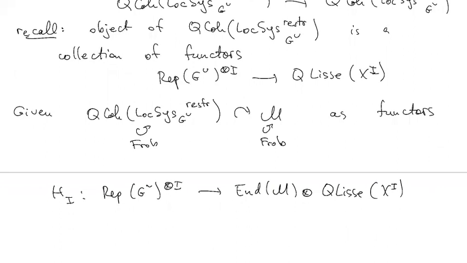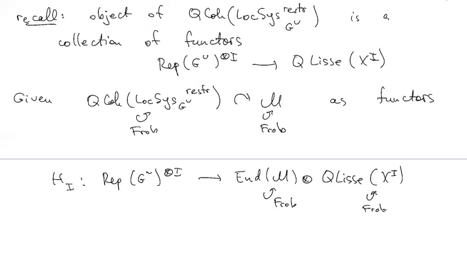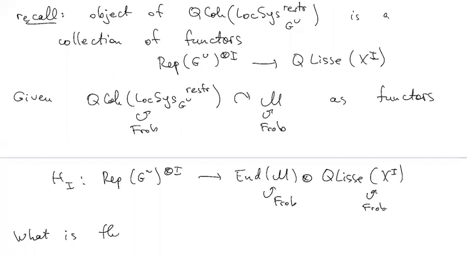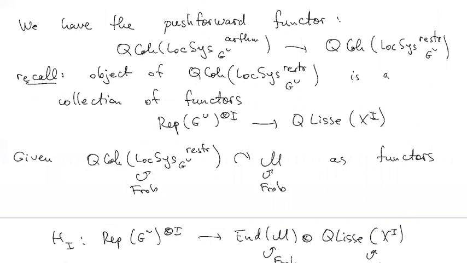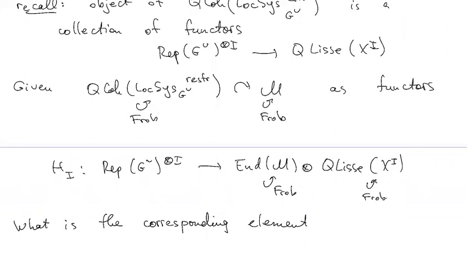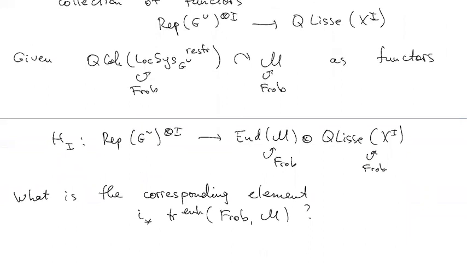So let's remember, how does this work? There's Frob here. Whoops, no, there's no Frob here. Well, there's a Frobenius here. So what is the corresponding element, sort of trace enhanced? Let me call it I lower star of trace enhanced of Frobenius acting on M. So this is what you can ask.